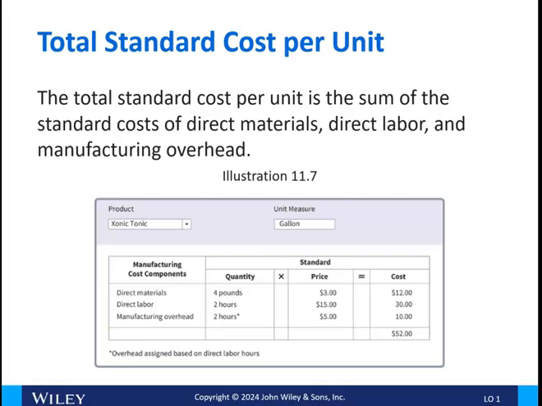So if we look at it all together, the standard cost per unit is the sum of the standard cost of direct materials, direct labor, and manufacturing overhead. So direct materials was 4 pounds at $3 a pound, so $12 per gallon. Direct labor, 2 hours, $15 per hour, so $30 per gallon. And manufacturing overhead, it's based on direct labor hours, so again, 2 hours there, $5 per hour gives us $10. So for 1 gallon of our tonic that we're making, it costs us $52 per gallon.